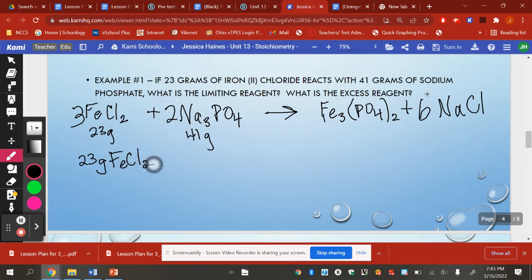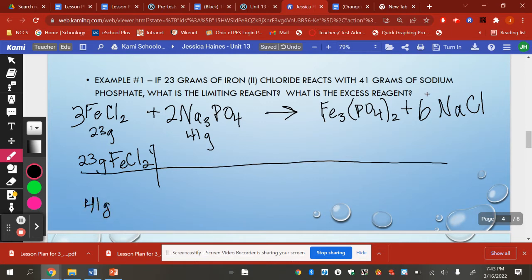So we'll start one bridge with 23 grams of FeCl2, and we'll start our other bridge. I'm going to make it a long one. That's why I said I needed all my space. And then 41 grams of Na3PO4.